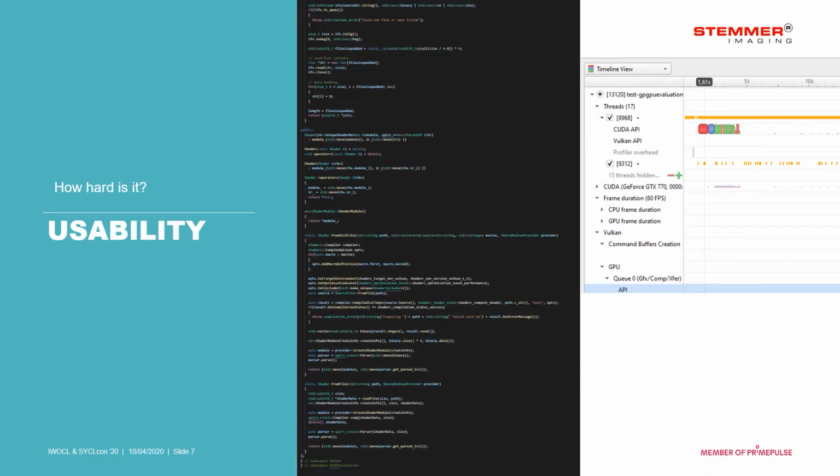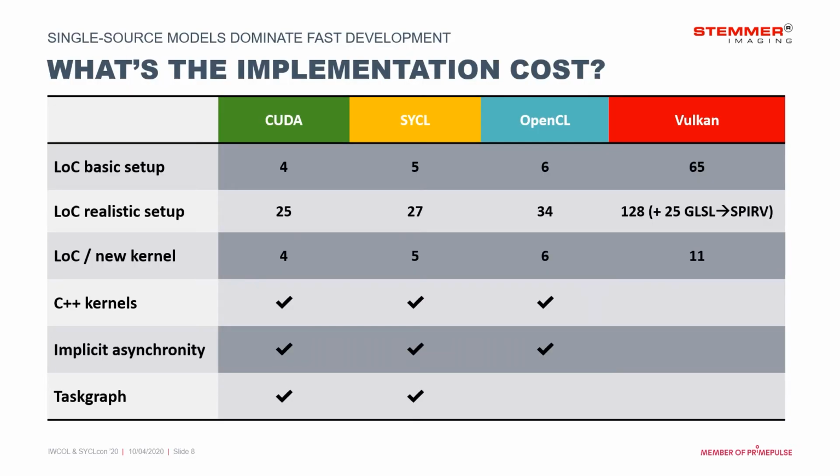So let's go on with usability. I think that's a way more important metric. And as the usability heavily impacts the implementation cost, I tried to measure this in some way. First, I tried to measure this in lines of code. This is probably not the most reliable measurement, but it's the only measurement for implementation cost that I was able to easily quantify. I have 3 different measures here.